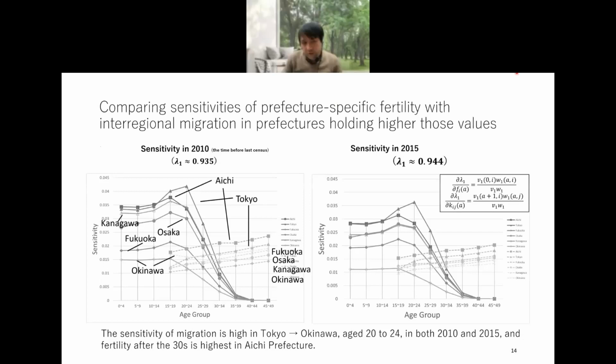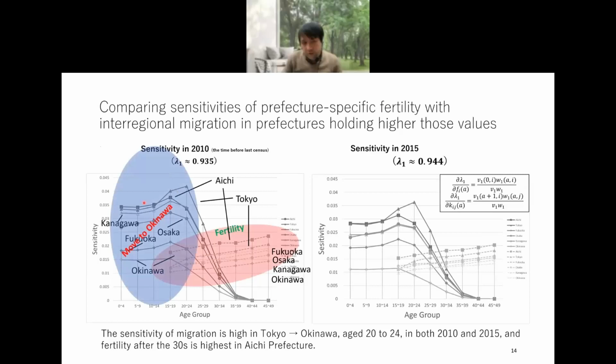This figure compares the results of sensitivity analysis. The left panel shows the results for 2010, and the right panel shows the results for 2015. As shown in the sensitivity formula, migration to regions with high reproductive values results in higher sensitivity value.